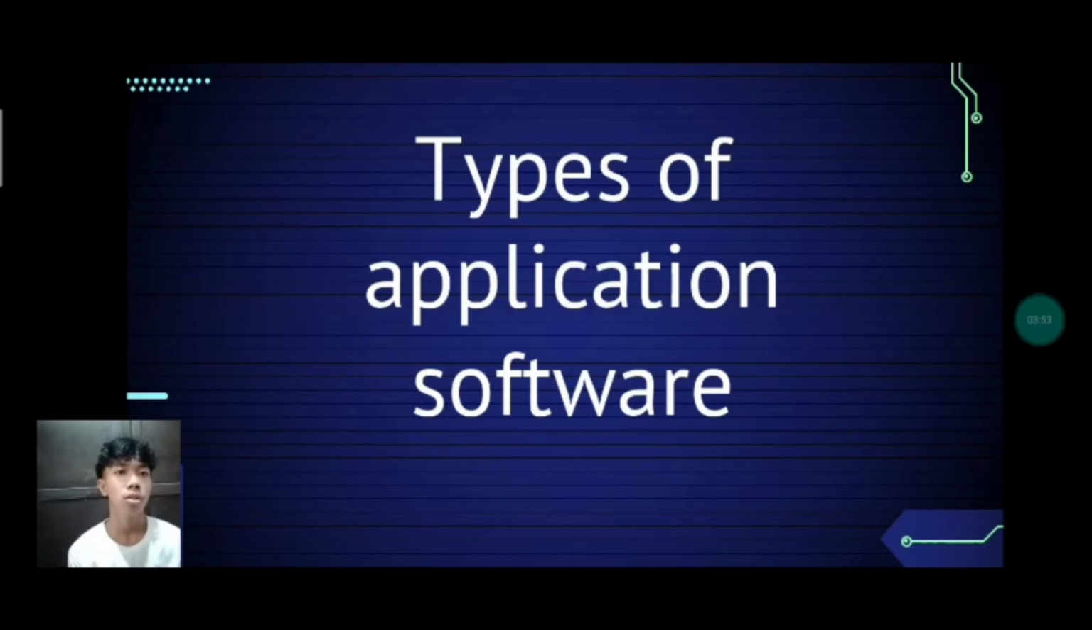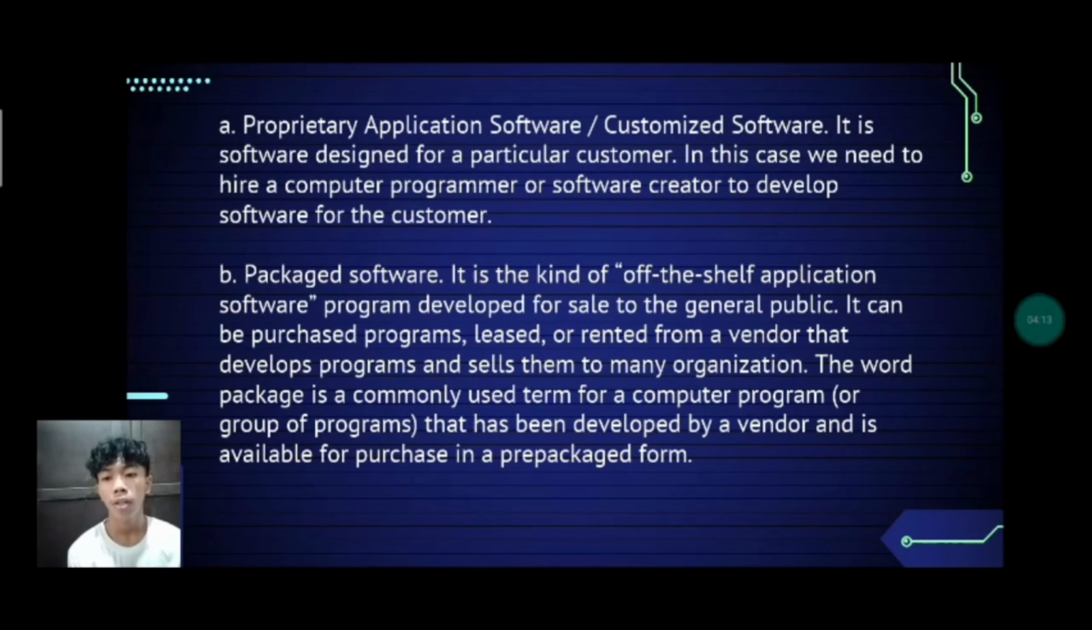Types of application software. Proprietary application software, also known as customized software, refers to software developed especially for a particular organization or individual's unique needs, and is typically owned and controlled by the entity, as opposed to off-the-shelf software available to the general public. Packaged software.